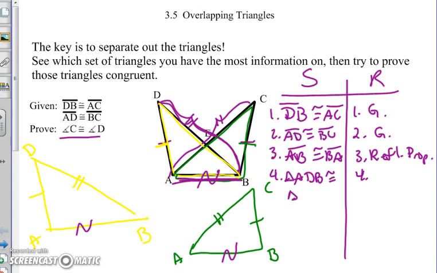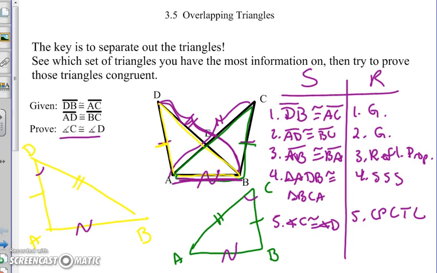The second one would have to be called BCA. By side, side, side. So now I've spent a ton of time proving these two triangles are congruent. And now I could say by CPCTC that this angle D and this angle C would be congruent to each other. And then that's it on that one. We're done. So the tricky thing here is trying to see which pair of triangles you have congruent.